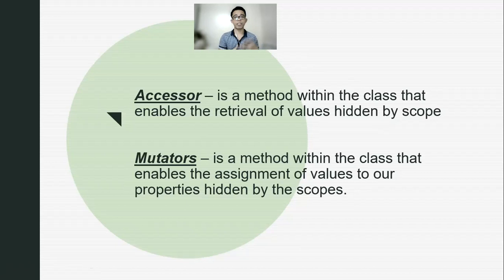Next, we have accessors and mutators. This is in addition to the scopes that I have mentioned a while ago. Accessors and mutators limit the actions done on properties, and by extension that includes methods. An accessor is a method within the class that enables the retrieval of values hidden by scope, and a mutator is a method within a class that enables the assignment of values to properties hidden by the scope.